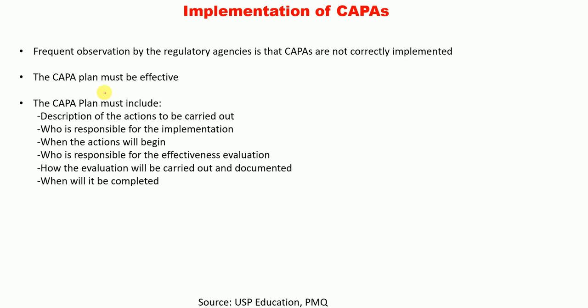Implementation of CAPA. A frequent observation by regulatory agencies, such as FDA or EMA, is that CAPAs are not correctly implemented. The CAPA plan must be effective. The CAPA plan must include a description of the actions to be carried out, who is responsible for the implementation, when the actions will begin, who is responsible for effectiveness evaluation, how the evaluation will be carried out and documented, and when it will be completed.